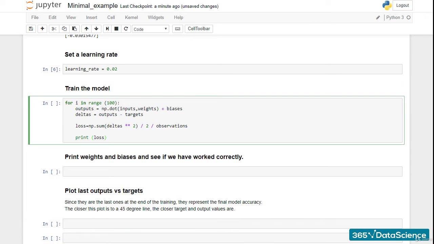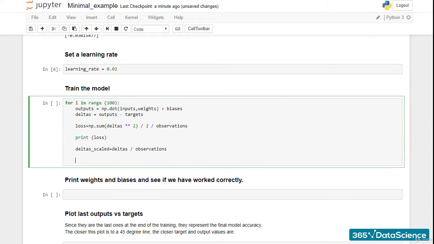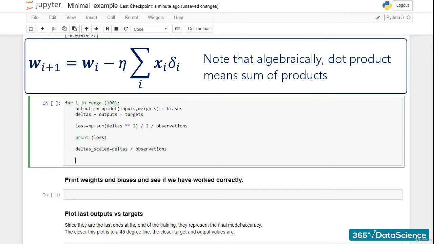Finally, we must update the weights and biases so they are ready for the next iteration. Using the same rescaling trick, I'll also rescale the deltas. This is yet another way to make the algorithm more universal. So, the new variable is deltas_scaled and equals deltas divided by observations. Let's update the weights. We will follow the gradient descent logic. The new weights are equal to the old weights minus the learning rate times the dot product of the inputs and the deltas_scaled.